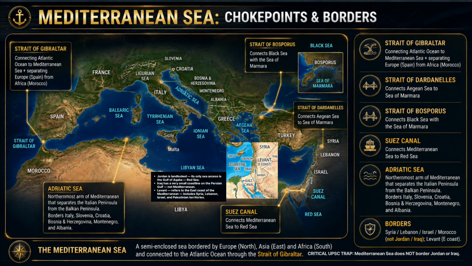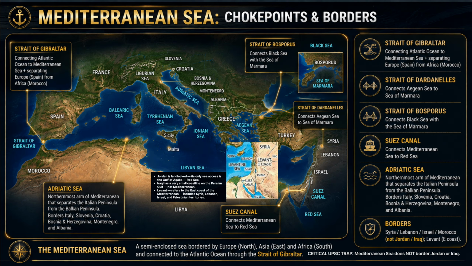Mediterranean Sea. The Mediterranean Sea is one of the most strategically important water bodies in the world, and UPSC loves to ask about its bordering countries. Key straits and connections. Strait of Gibraltar connects Atlantic Ocean to Mediterranean Sea. Separates Europe, Spain from Africa, Morocco. One of the most important choke points in the world.